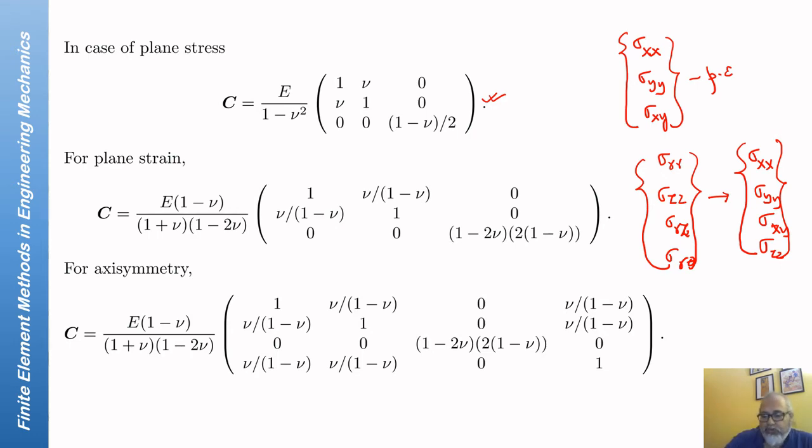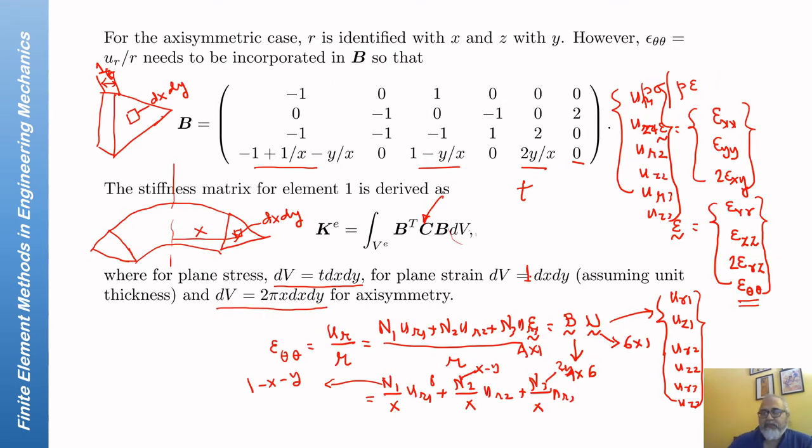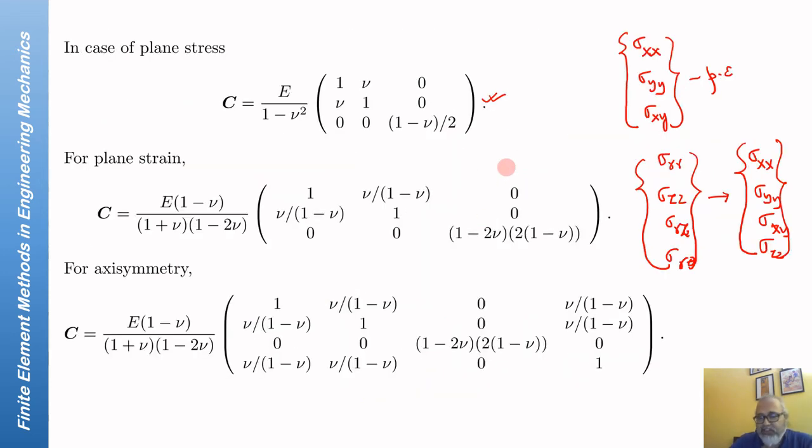So you do this now. So now you have these small points of difference. One is a new row is being added to the B matrix. The definition of dV is different, and the C matrix that you use has to be chosen. Apart from that, the whole procedure for plane stress, plane strain, and axisymmetry are exactly the same.